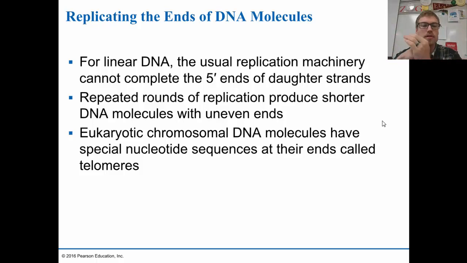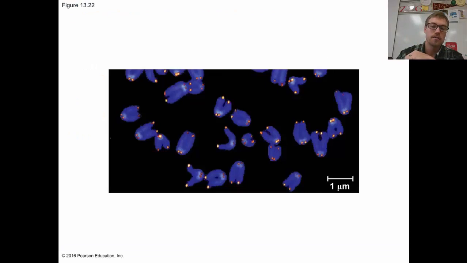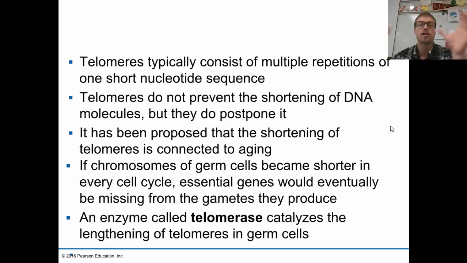And so at the ends of your chromosomes, you have these special sequences called telomeres. Telomeres are located at the end of each chromosome. They're shown here in the red. They are multiple repetitions of one short nucleotide sequence, and they don't have a purpose other than to slow down the shortening of the DNA molecules to where the DNA molecules have actual genes. So essentially, they're areas that can be cut off at the ends, so that nothing bad happens.